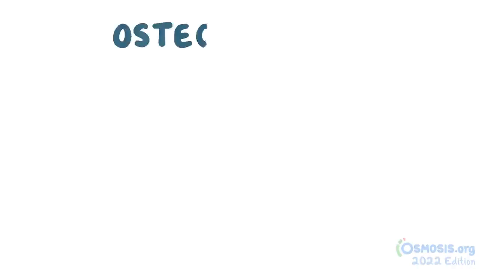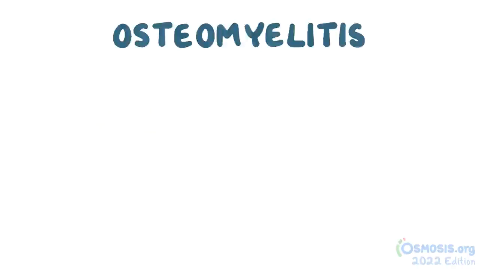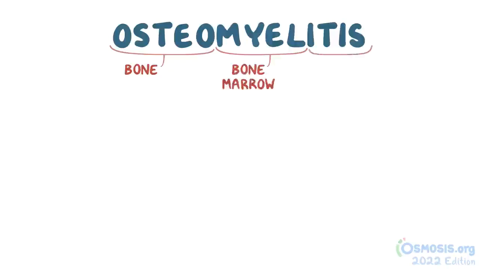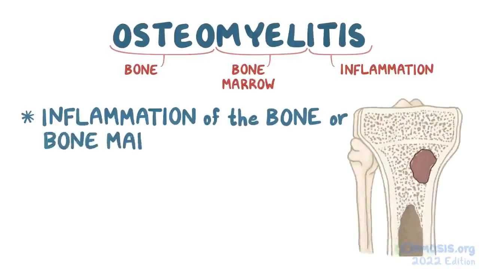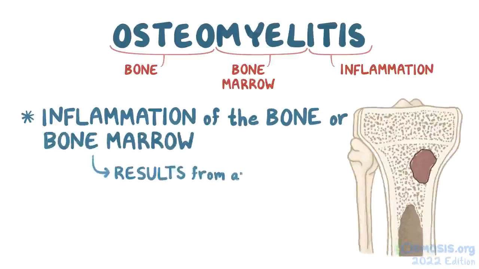The word osteomyelitis can be broken down. Osteo refers to bones. Myel stands for myelo and relates to the bone marrow. And lastly, itis refers to inflammation. So osteomyelitis is an inflammation of the bone or bone marrow, and it typically results from an infection.